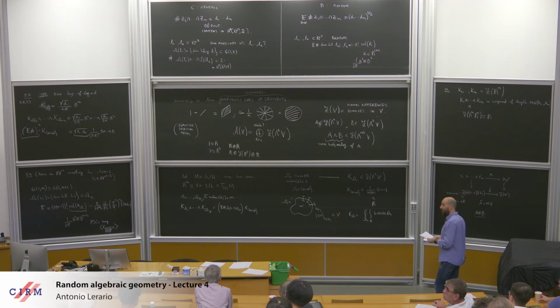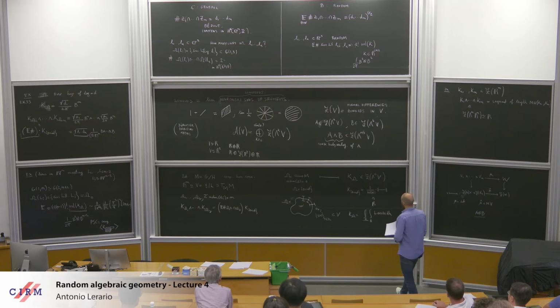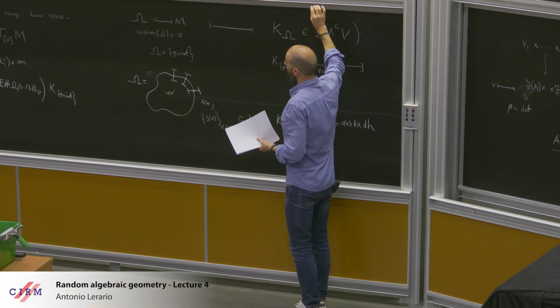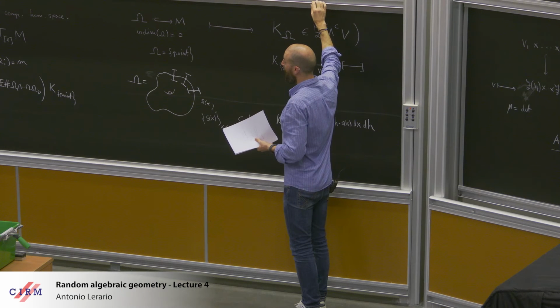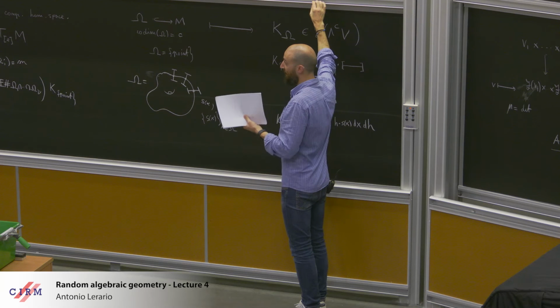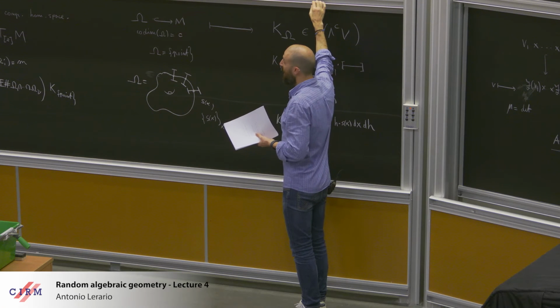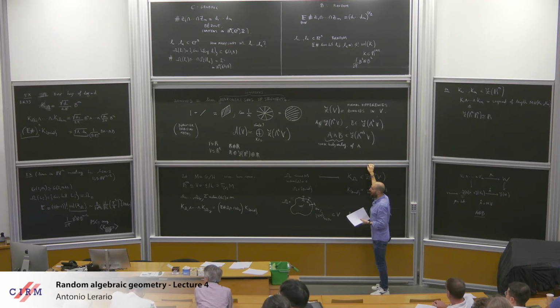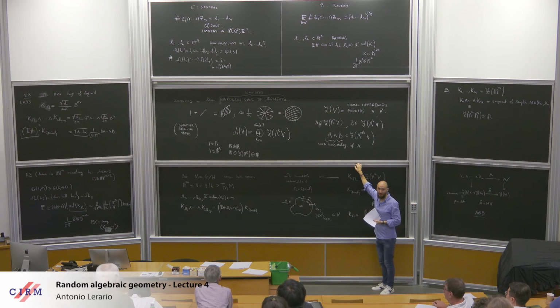Let me now say a couple of words in the remaining 20 minutes. How much do I have? 25. About other non-algebraically closed fields.